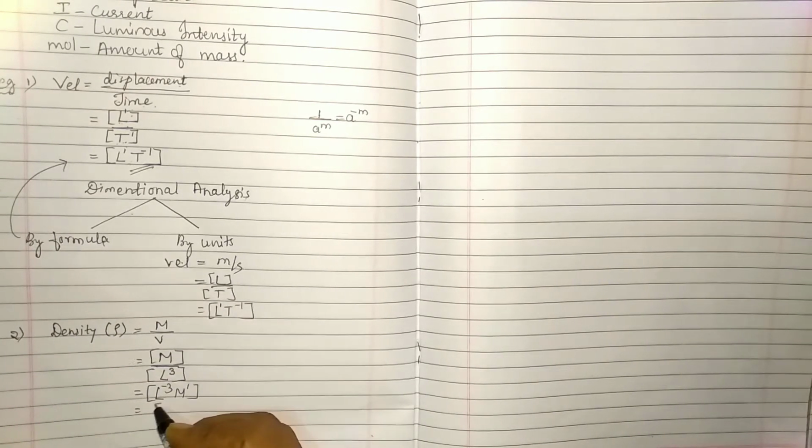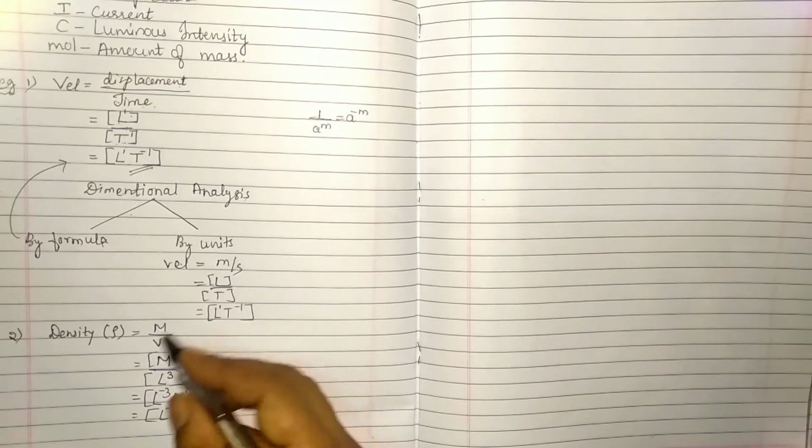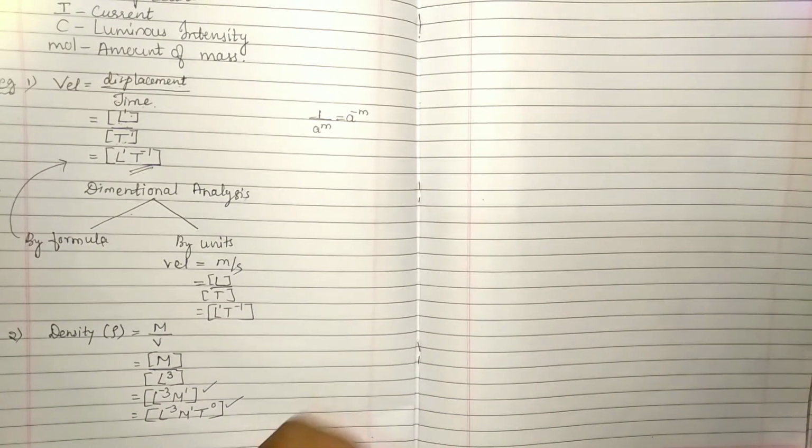So usually for the 11th and 12th standard, we consider LMT. So in your textbook, it might be written like this, L, M, and T is not there anywhere. So this will be 0. So this will also do, and this is also correct.